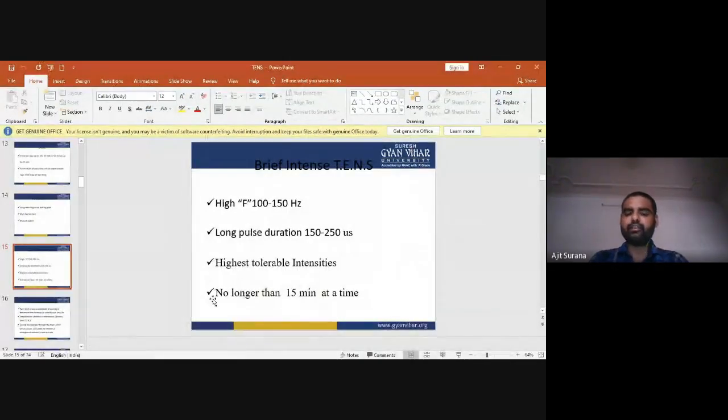High frequency, 100 to 150 hertz, and a long pulse duration of 150 to 250 microseconds. They use the highest tolerable intensities, no longer than 15 minutes at a time. We apply brief intense TENS only for 15 minutes, not more than 15 minutes. So this is all about the brief intense TENS.